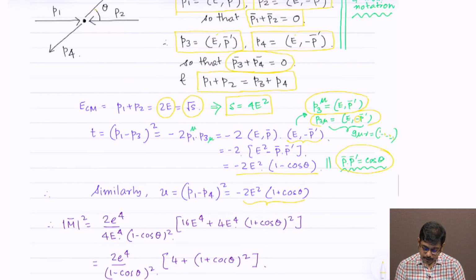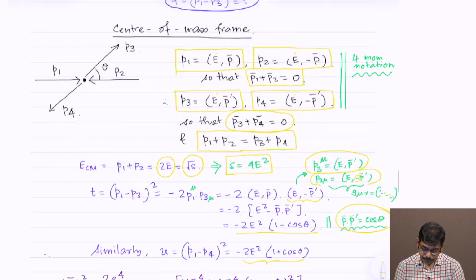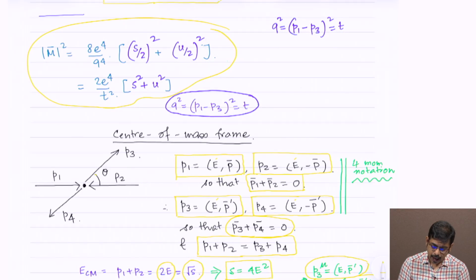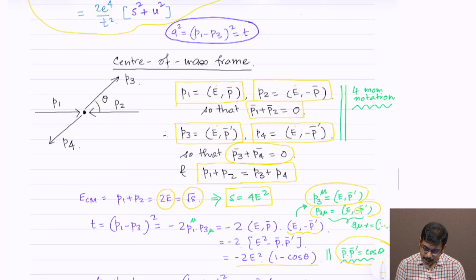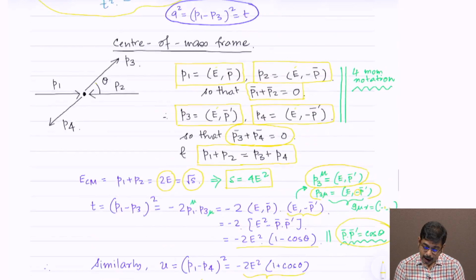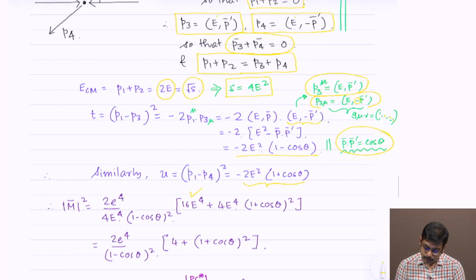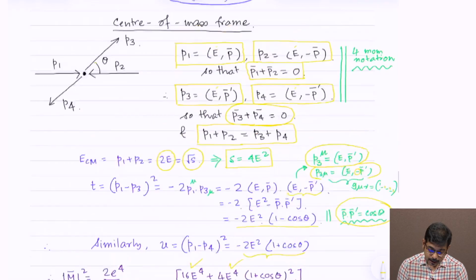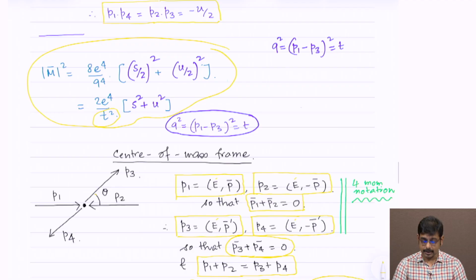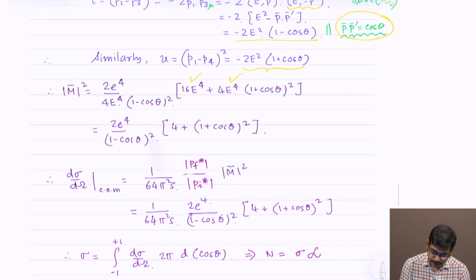So with this we are now in a position to write actually the expression of the matrix element square which we derived here. So we have the expression of A square, and A square is essentially 16 e to the power 4 that is there. And what is U square? U square is going to be 4 e to the power 4 into 1 plus cos theta whole square, and the T square that was actually sitting in the propagator, which actually defines that it's a T channel graph, that will have an expression like 1 minus 4 e to the power 4 into 1 minus cos theta whole square.